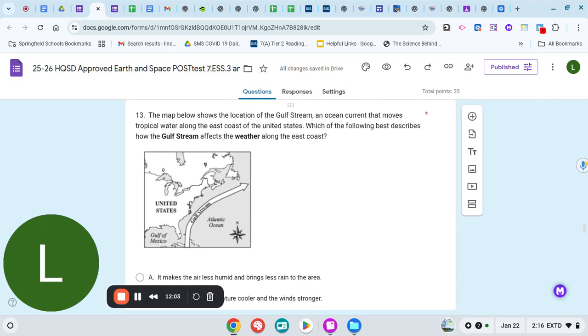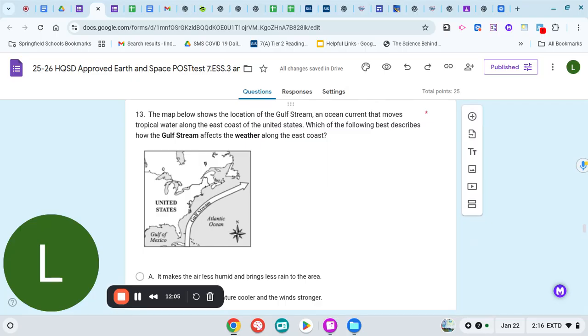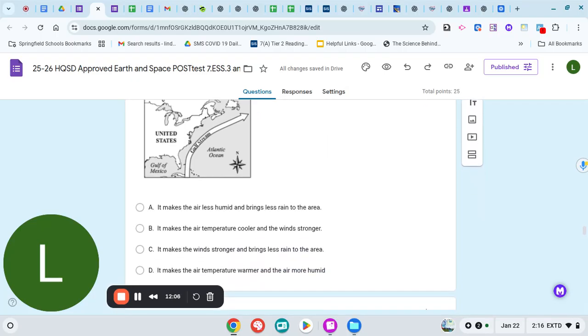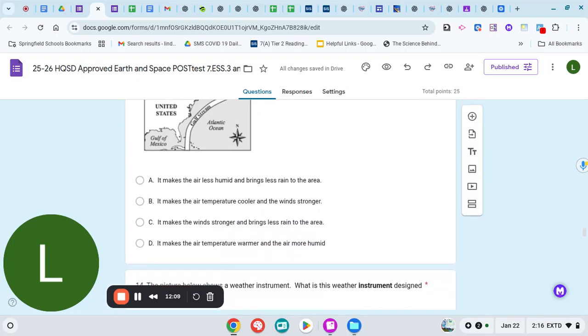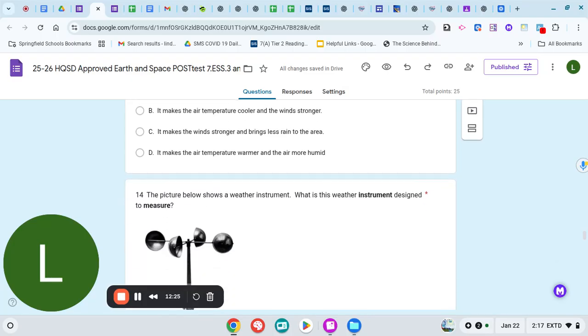Again, what does the tropical Gulf Stream bring to the East Coast? A, makes the air less humid and less rain. B, air temperature is cooler and winds are stronger. C, winds are stronger but less rain. Or D, the air temperature is warmer and the air is humid. Make your choice. Come back after pausing.